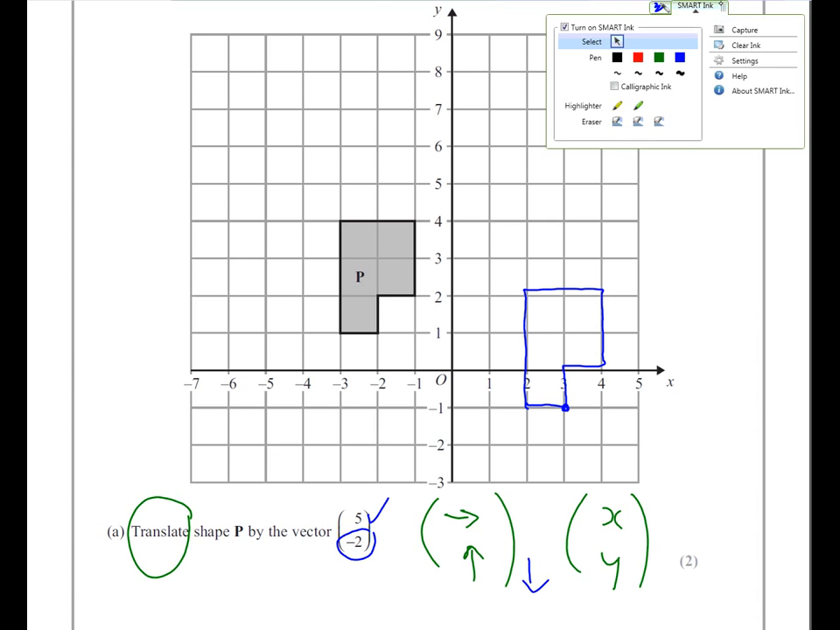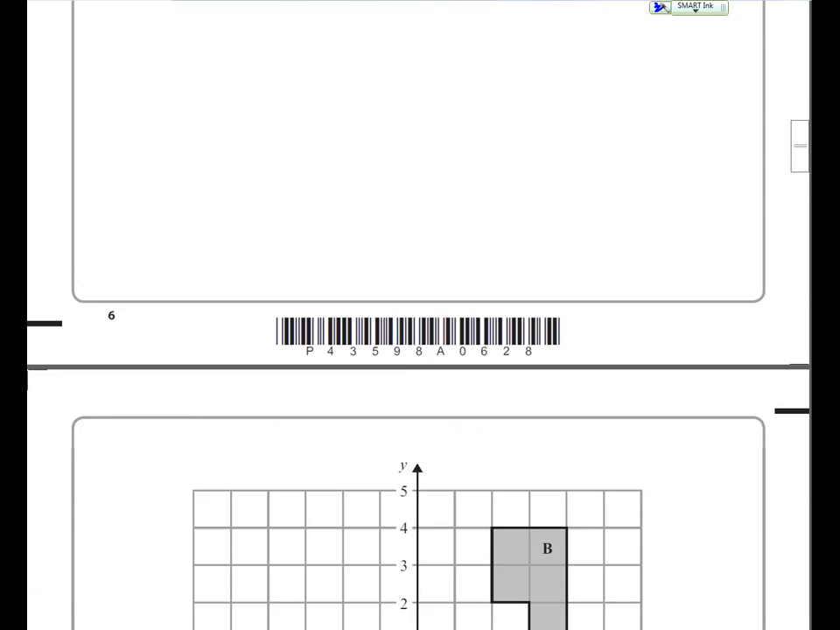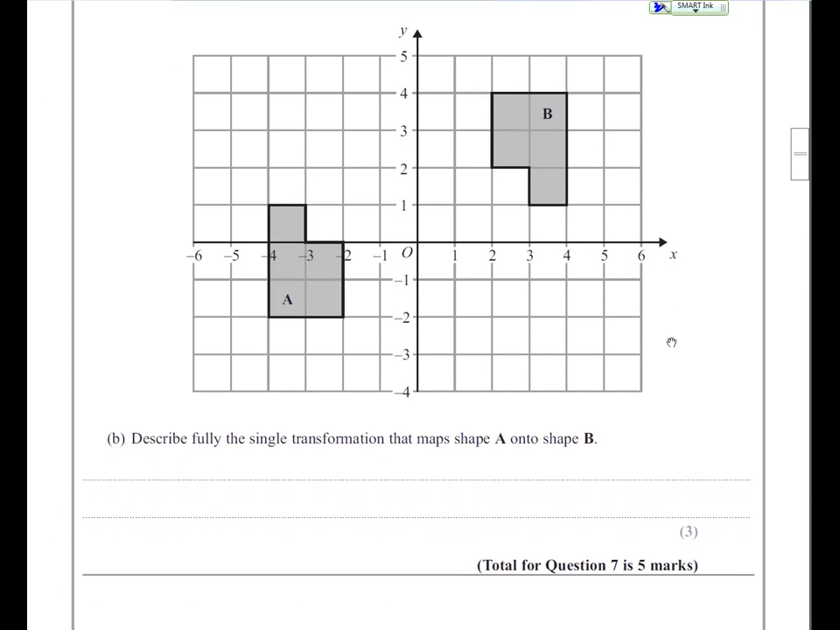Okay, next one. Describe fully the single transformation. I mark these exam papers. The amount of people that don't listen to the word single and start writing me a list of things to do is not good. Describe the single transformation that maps shape A onto shape B. So how do we go from there to there in one move? I've already given you a bit of a clue. It's not just being moved because it's a different shape, so don't try that.